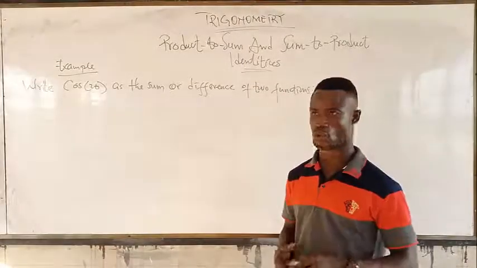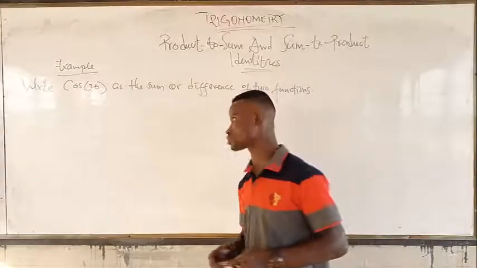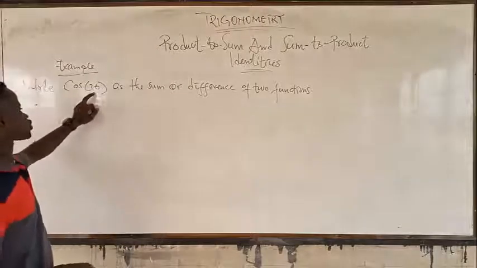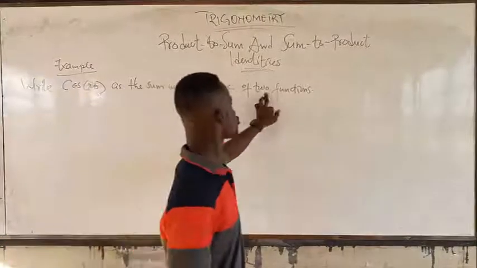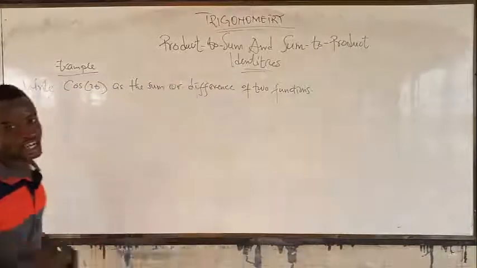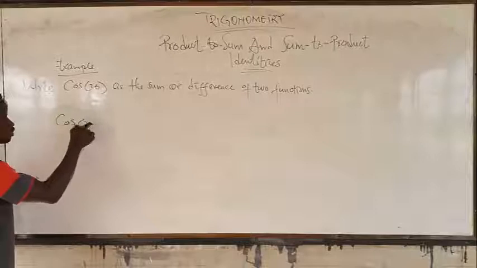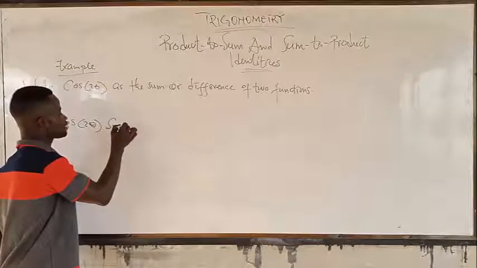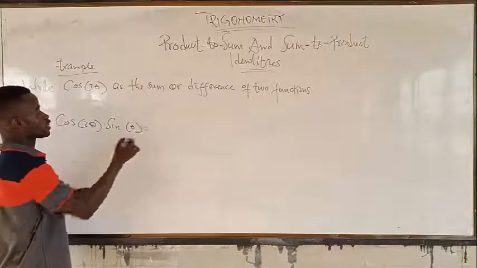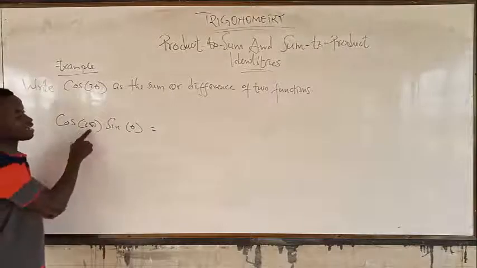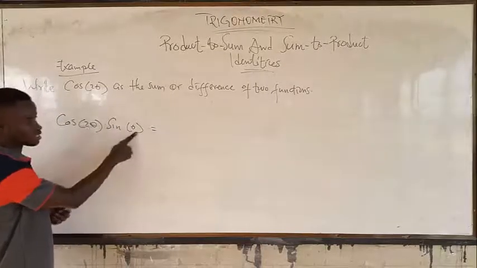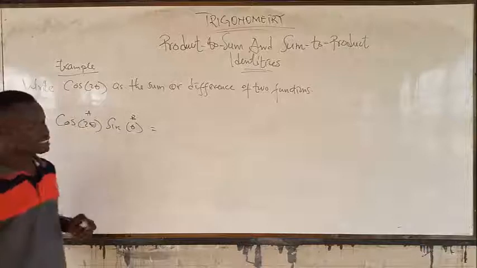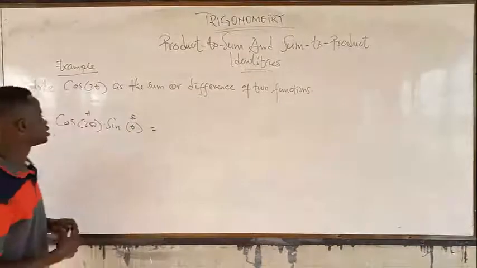Why is that so? The reason why we are using that is because we want to write cos 2 theta sine theta as the sum or difference of 2 functions. So here we are going to use cos 2 theta and sine theta. And you can see that this argument is not the same as this argument. So if this is A, A is going to be 2 theta and B is going to be theta.